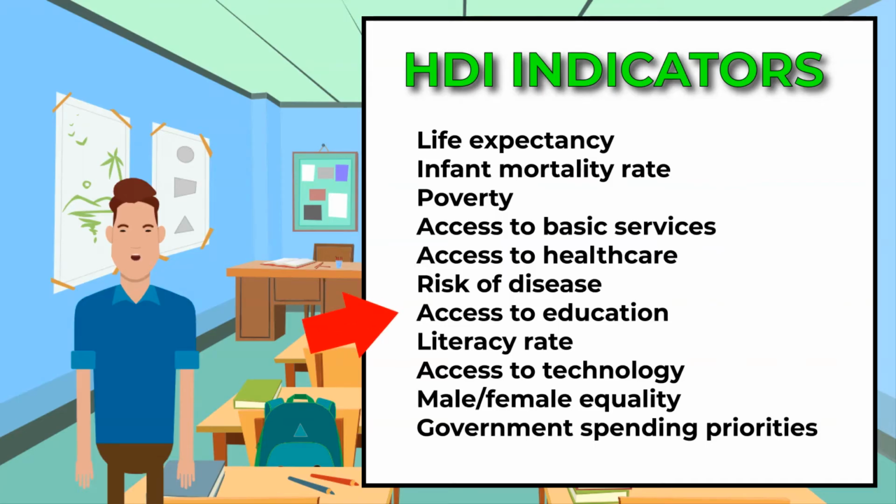Access to education measures how many people attend primary school, secondary school, and higher education. Literacy rate is the percentage of adults who can read and write. This is 99% in the UK, 85% in Kenya and 60% in India. Access to technology includes statistics such as the percentage of people with access to phones, mobile phones, television, and the internet. Male-female equality compares statistics such as the literacy rates and employment between the sexes. Government spending priorities compares health and education expenditure with military expenditure and paying off debts.